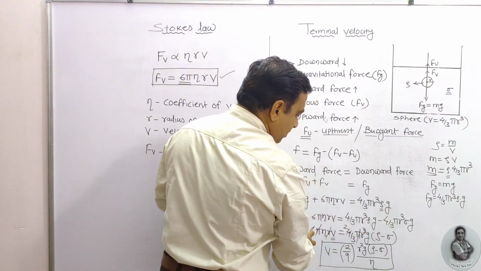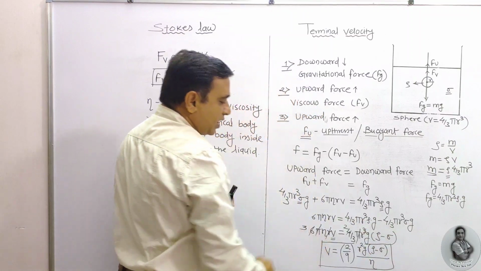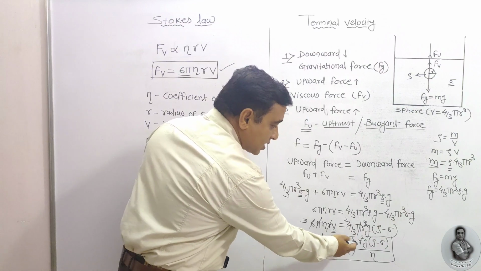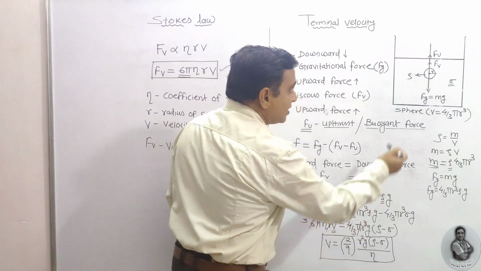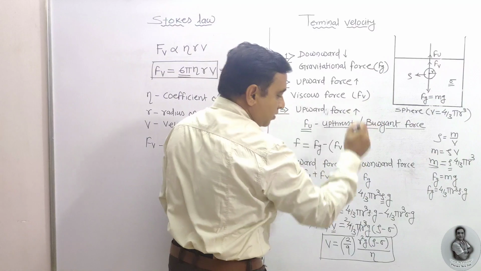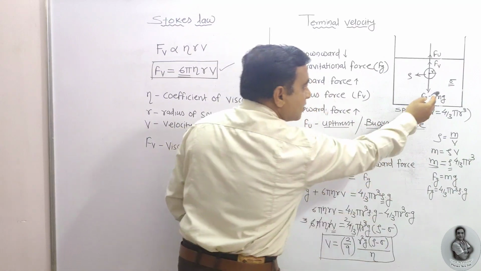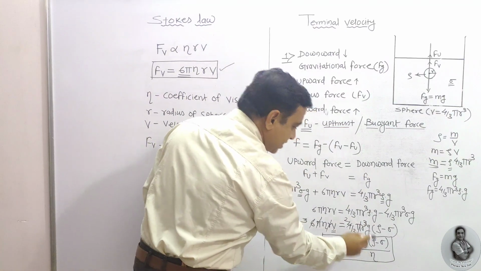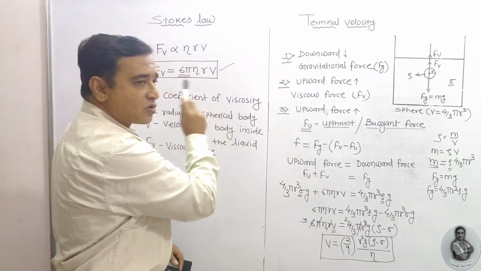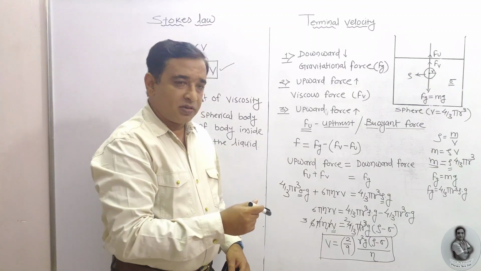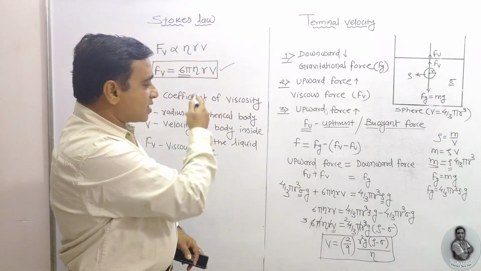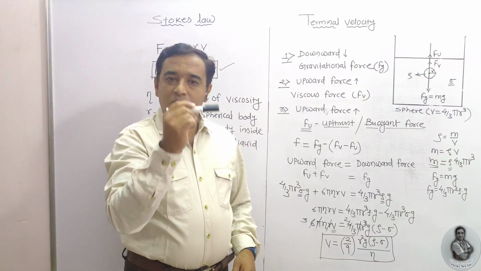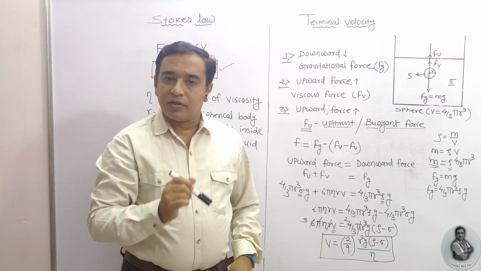After substituting all that and solving, we get the final equation for the terminal velocity, that is 2 by 9 r square into g into the density of the spherical body minus sigma, that is the density of the surrounding medium, the liquid, divided by eta, that is the coefficient of viscosity. And hence we got Stokes' law, the viscous force and the terminal velocity of a spherical ball or body which is falling inside the liquid. Thank you.